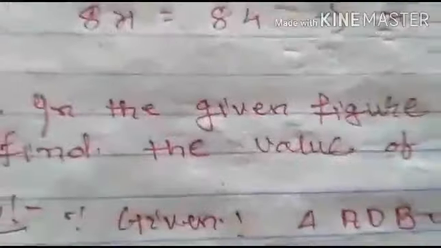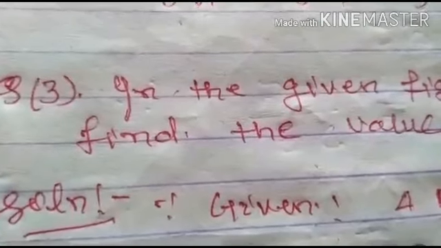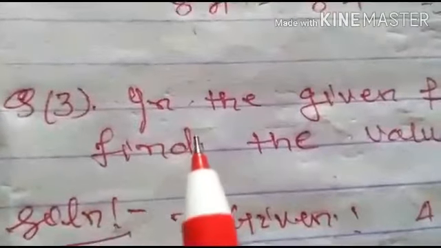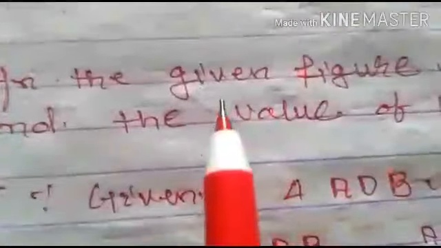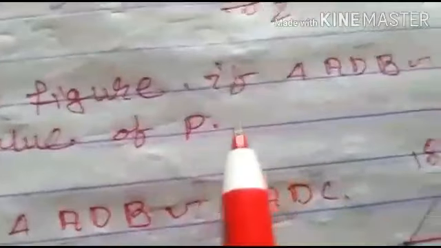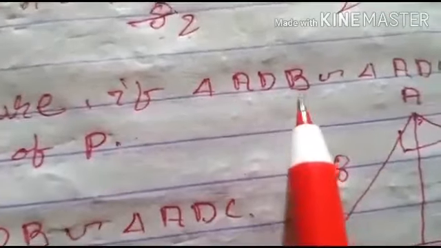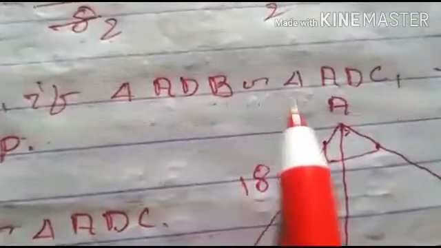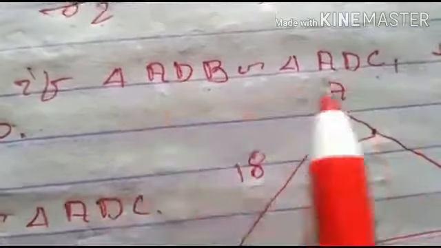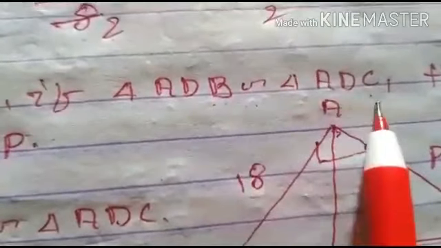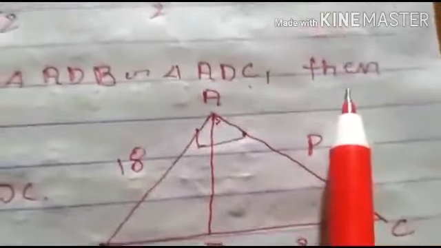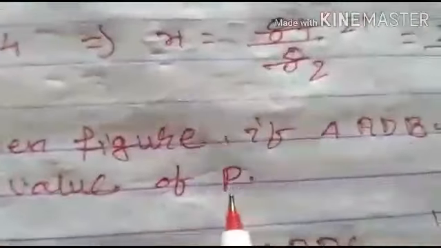Now taking the next question, that is question number 3. Question number 3 says that in the given figure, if triangle ADB is similar to triangle ADC. In this question it is given that triangle ADB is similar to triangle ADC. Then we have to find the value of P.